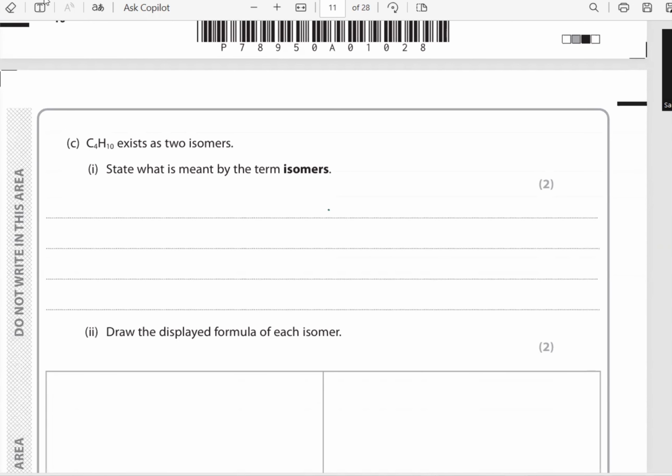A very easy question. Butane exists as two isomers. What is meant by the term isomers? They are compounds which have the same molecular formula but different structural formula.